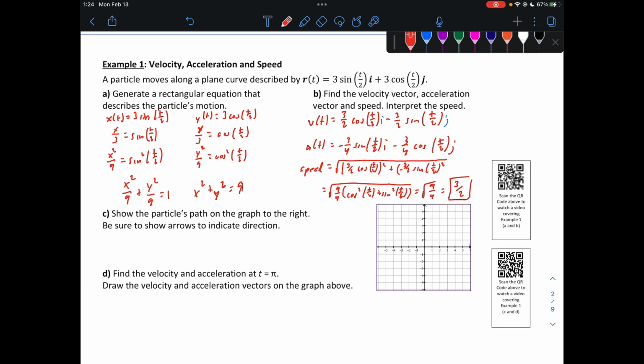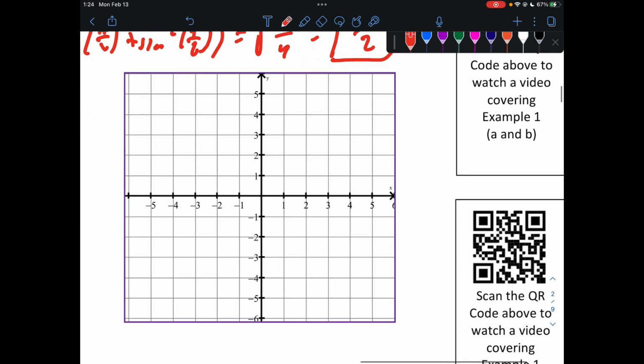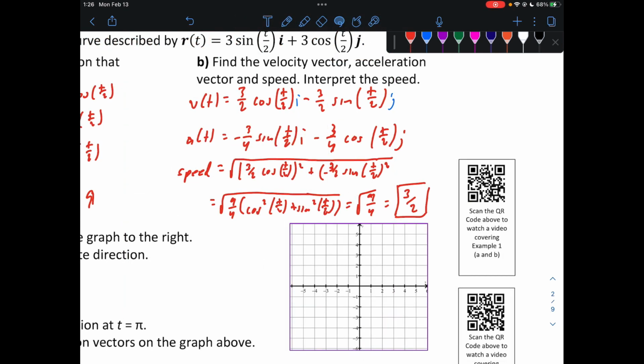C, show the particle's path on the graph to the right. Okay, well, we know that it's a circle. So to graph this, let's say we put in 0 for t. So 3 sine of 0 i plus 3 cosine of 0 j. So it would be 3 times 0 i, so 0 i, plus 3 times 1 j. First thing we should probably do is draw our circle. Back here we know it's a circle with radius 3. Technically the first point is right here, 0i plus 3j.